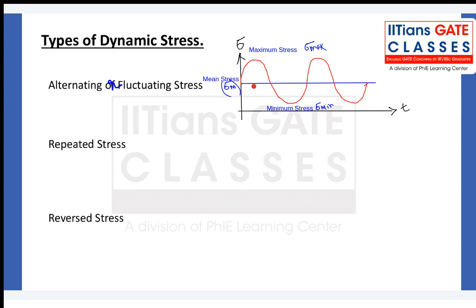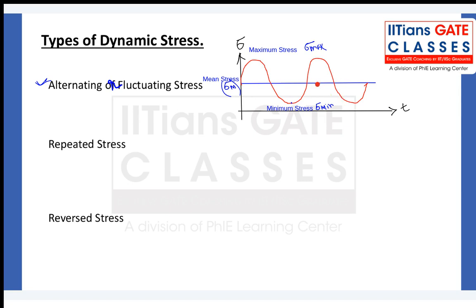So you can see the magnitude of stress is going above the mean stress to a maximum value. Then it is again coming to mean stress. Then again it is going below to the minimum value. Again it is going to the maximum value. Again it is going to the minimum value. So if you take an average, you will get the mean stress. This kind of variation, if the stress is varying this way with time, we call it alternating or fluctuating stress.